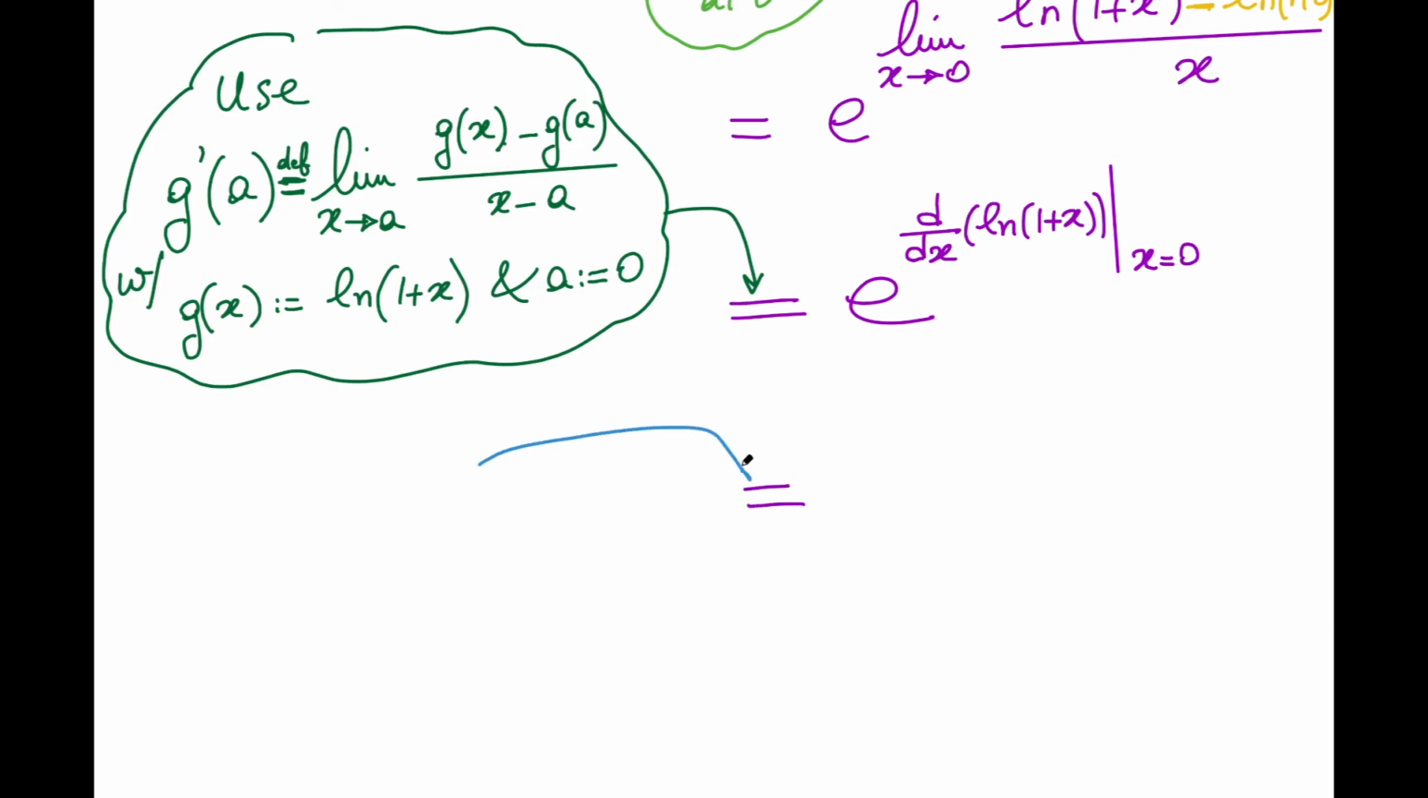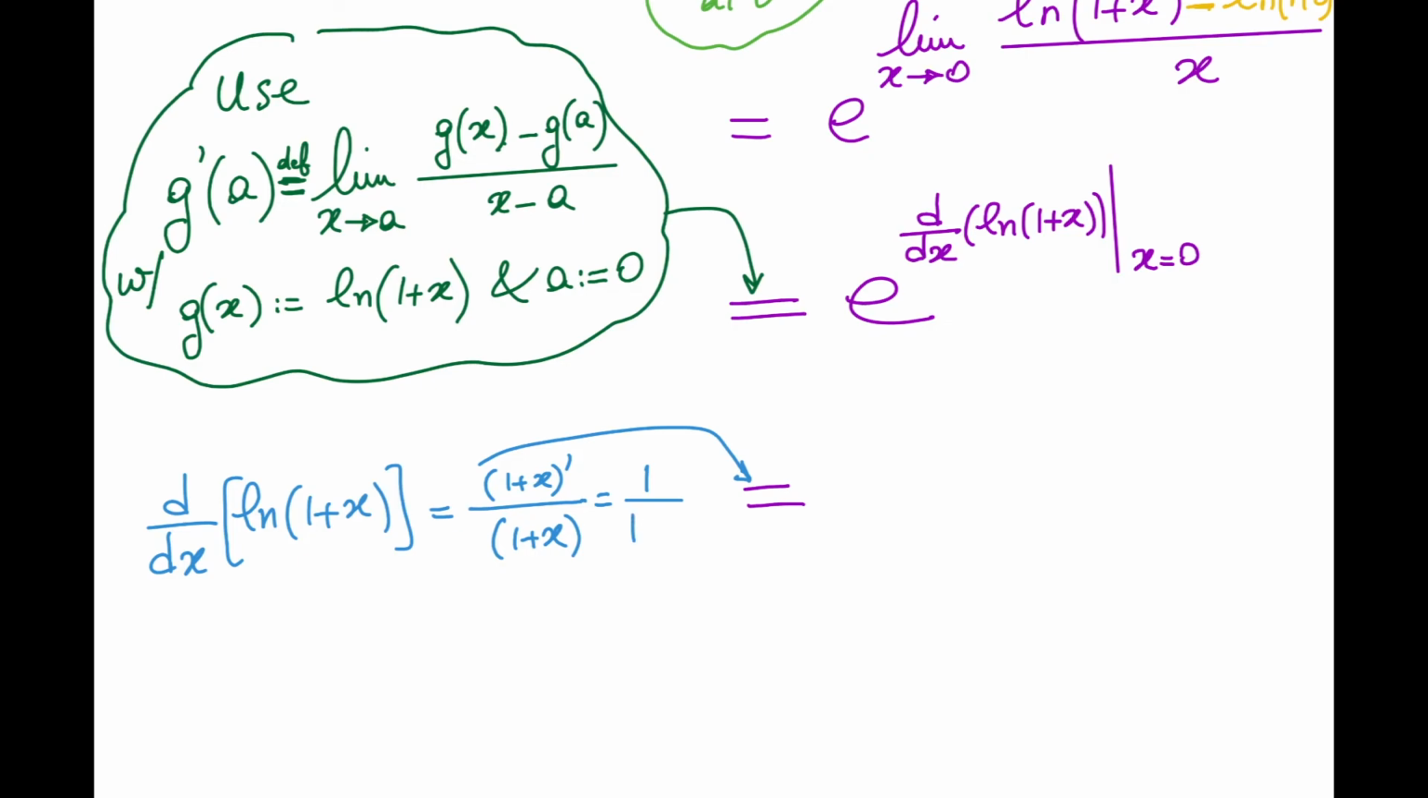So what's the derivative with respect to x of ln of 1 plus x? Well, what's the derivative of ln of u with respect to x? It was u prime over u, right? So it's the derivative of 1 plus x, divided by u, which is 1 plus x. Now upstairs, the derivative of 1 plus x is simply 1, so we get 1 over 1 plus x, right?